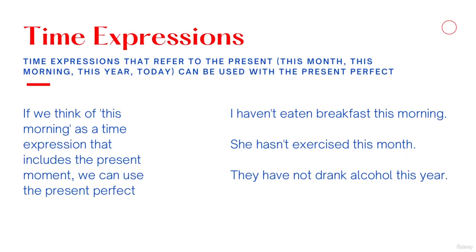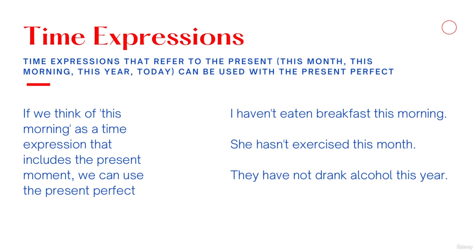We're going to talk about time expressions. Time expressions that refer to the present, such as this month, this morning, this year, or today, can be used with the present perfect. So, I haven't eaten breakfast this morning. She hasn't exercised this month. They have not drank alcohol this year.